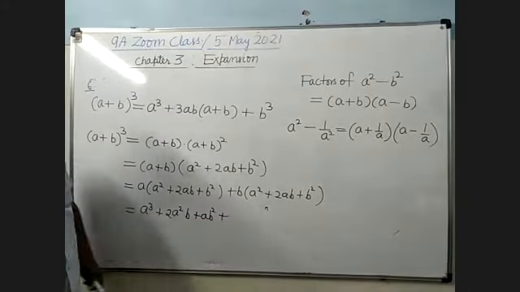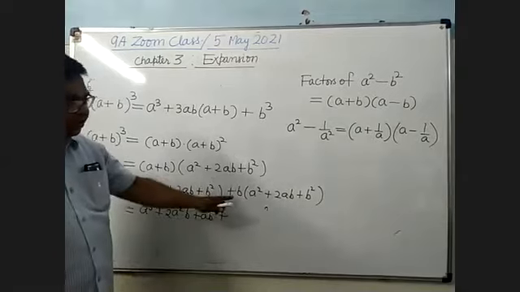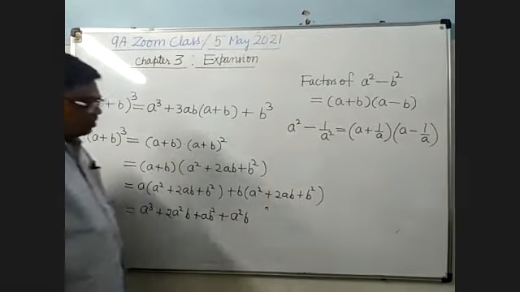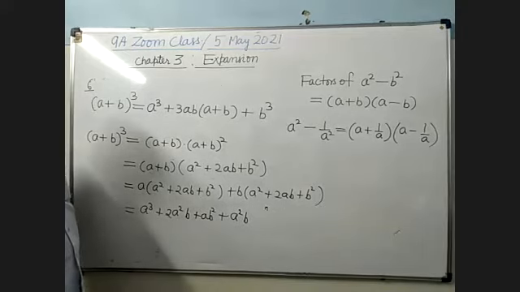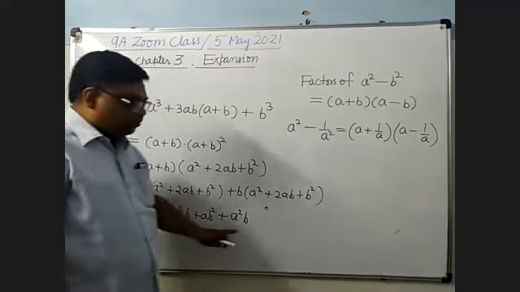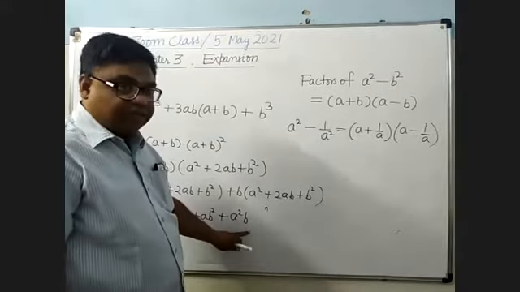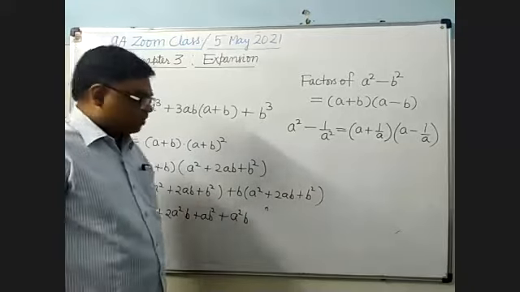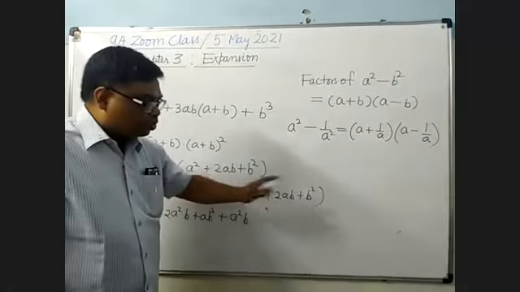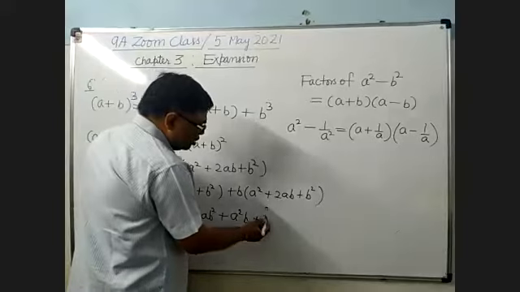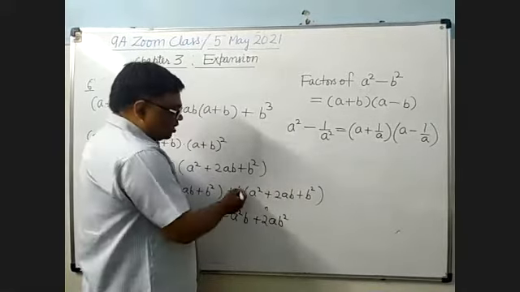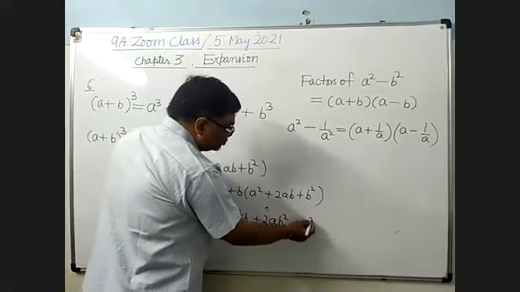Plus, you can see here b into a square. So you will write a square b. पहले a square, a का टर्म लिखेंगे क्योंकि a पहले आता है, b बाद में आता है. So that's why we will write a first and then b afterwards. First you write a and then you write b. Then b into 2ab, 2ab square, and then b into b, b cube.